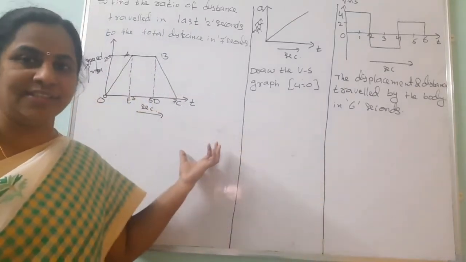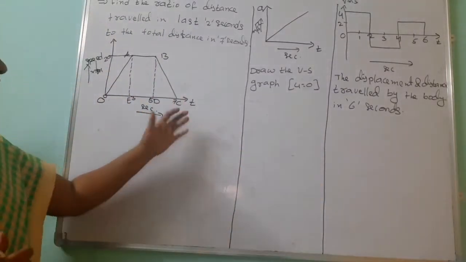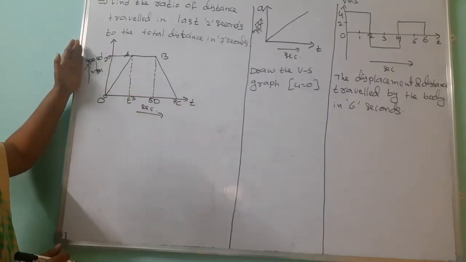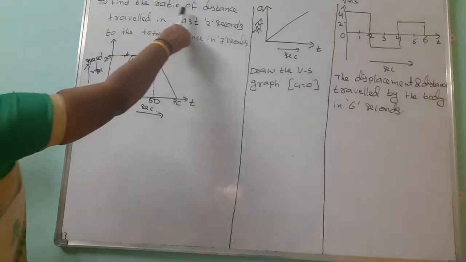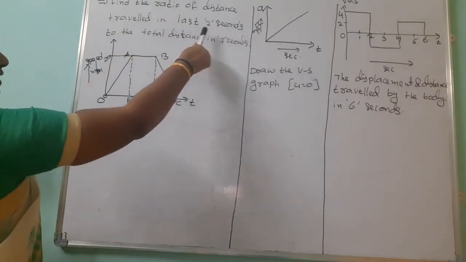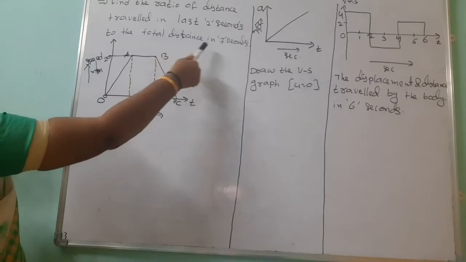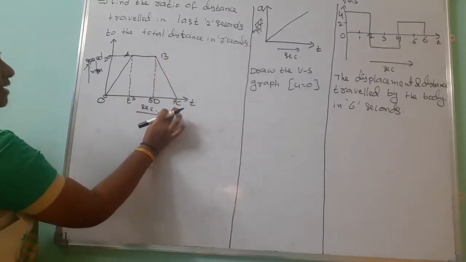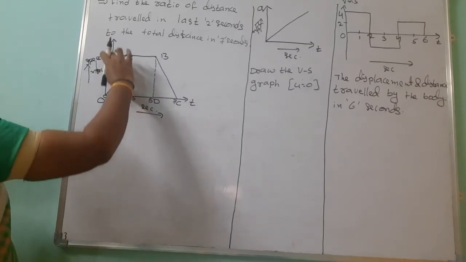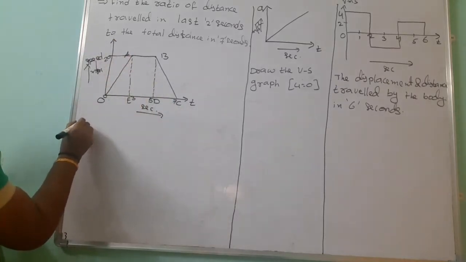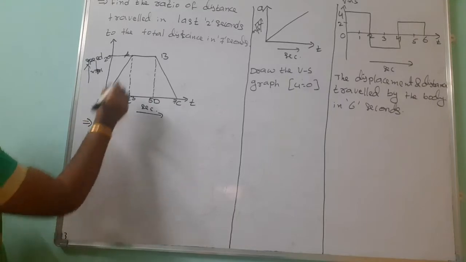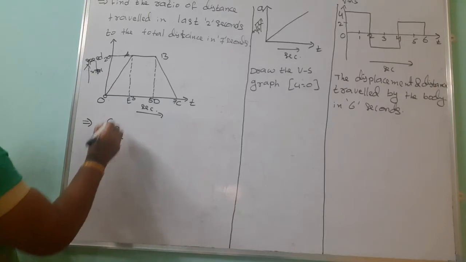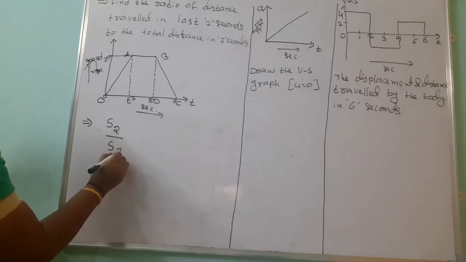Our first graph in this class is drawn between time on the x-axis and speed on the y-axis. The question is: find the ratio of distance traveled in the last 2 seconds to the total distance. The total distance takes 7 seconds, and the speed here is 20 meters per second. So we have to find the ratio S2 by the distance traveled in the total 7 seconds.